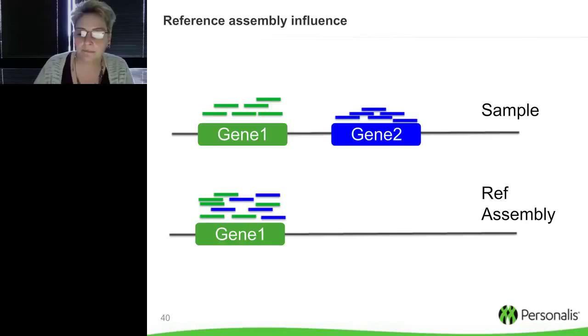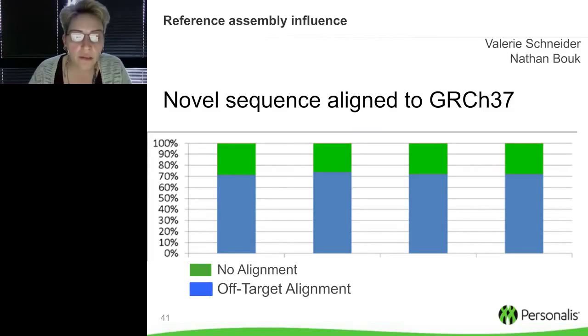We know that this is more than a theoretical observation. So we have taken sequence that we know was not present in GRCh37, which is the previous version of the reference assembly and probably the version that most people are still using. So we took these novel sequences, decomposed these into reads, and then we aligned those back to GRCh37.